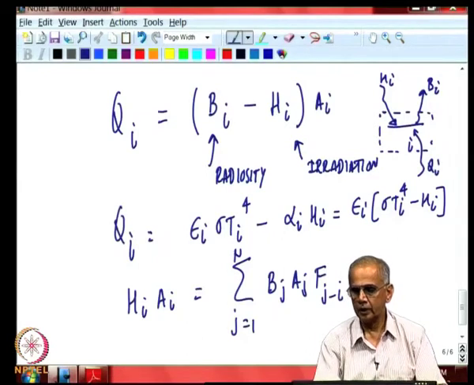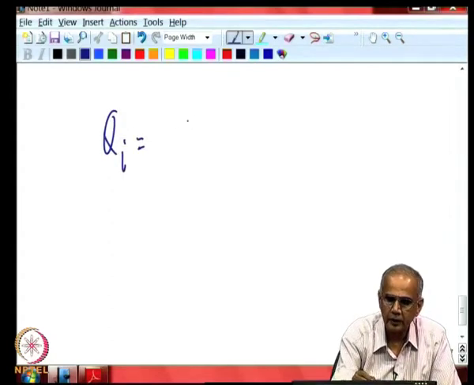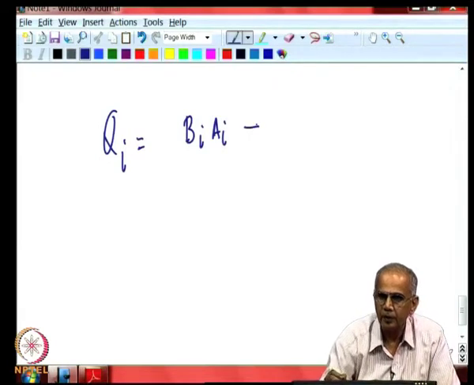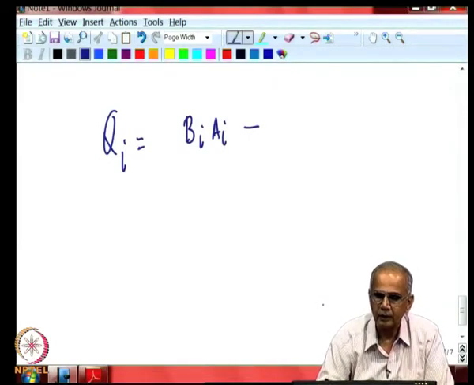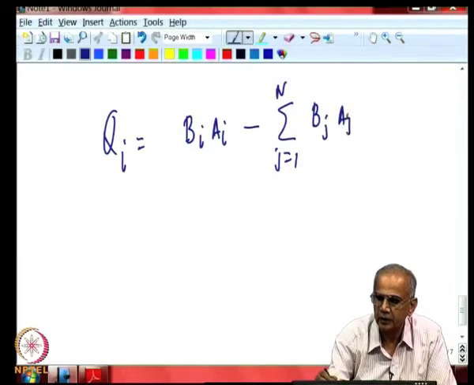Now, let us combine all that and see how it looks. So, for surface I, radiation leaving surface I is Bi Ai minus Hi Ai, that I am going to now write as the sum over J equals 1 to n of energy leaving surface J, Bj Aj F J to I.